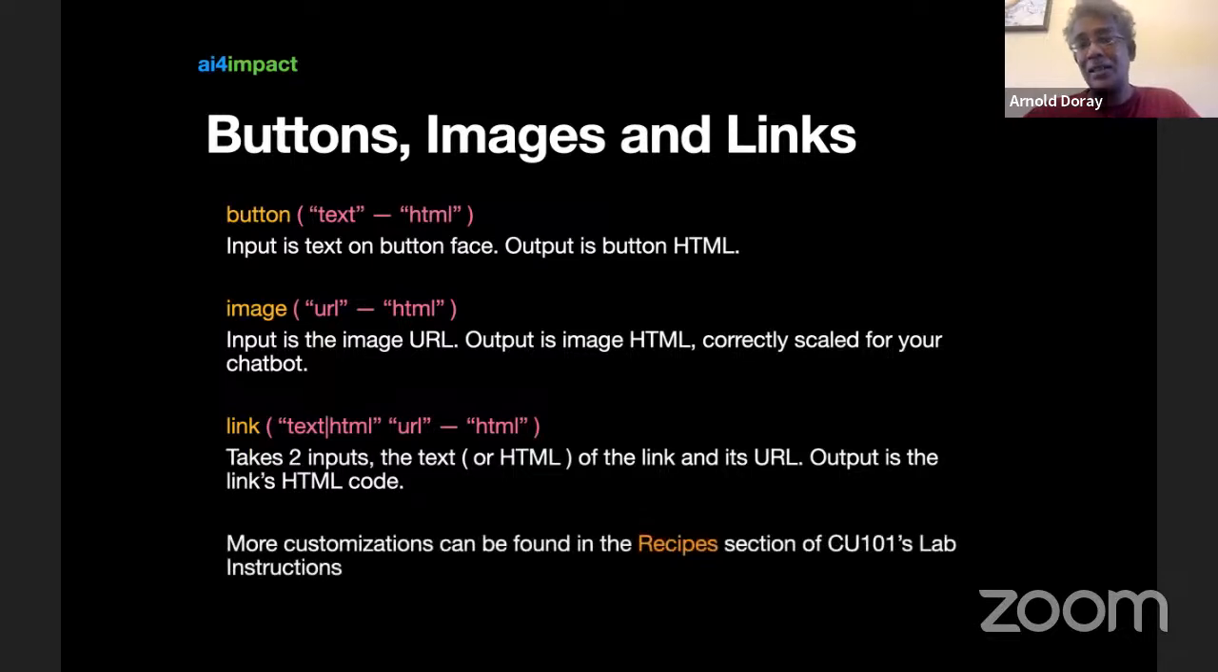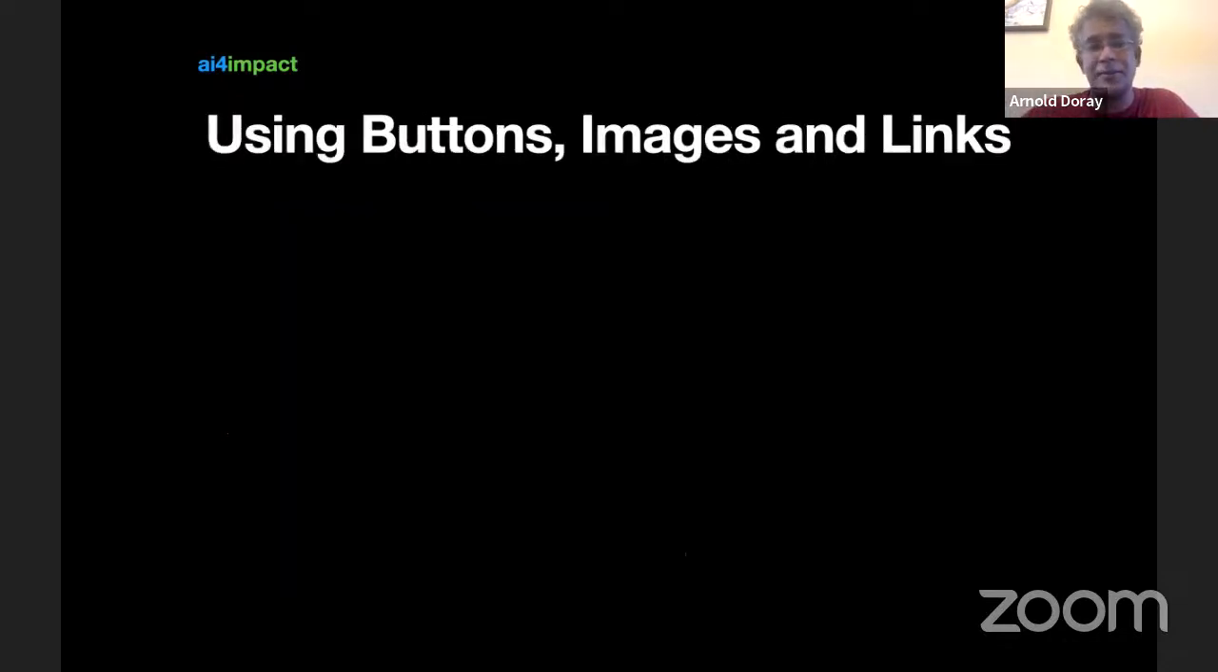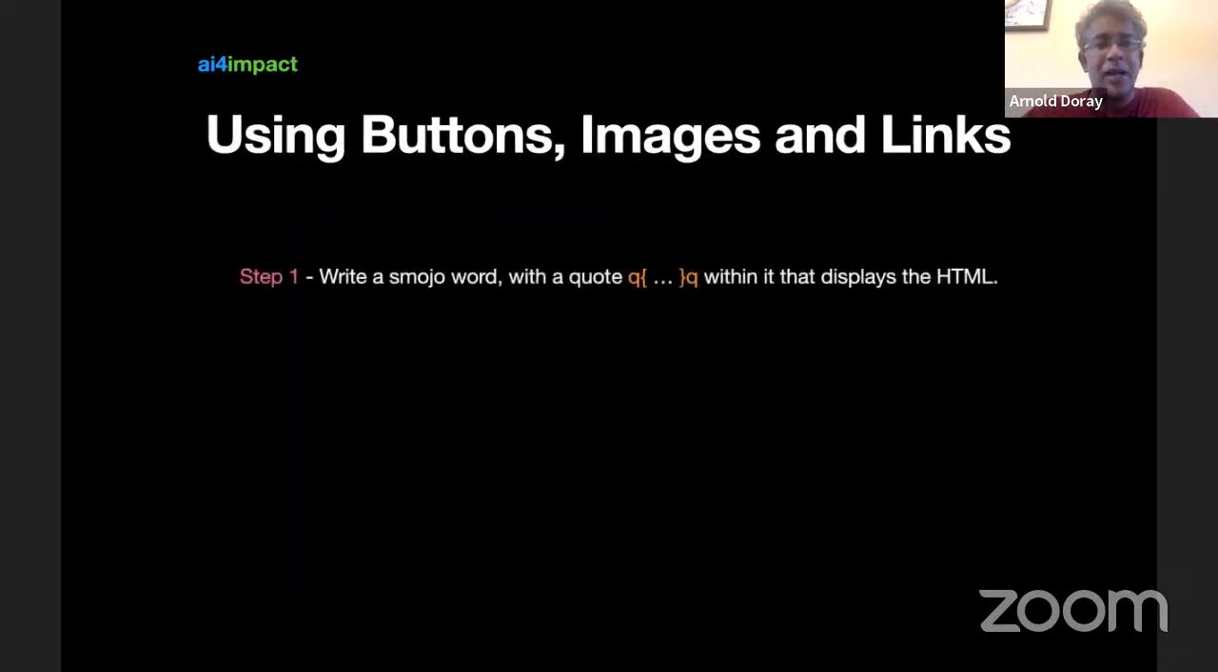Now, there are many more customizations that you can find in your recipe section of CU 101, and I advise you to look at that section closely before you explore anything else. All right, how do you use it? Well, the first part is that you can easily write a Smojo word. You can actually use this already in your A or your M within the smart context, okay?